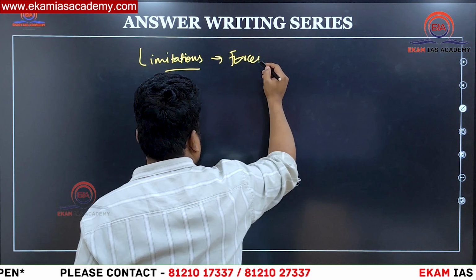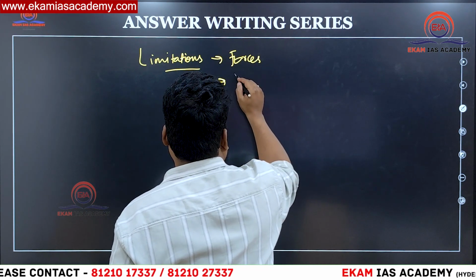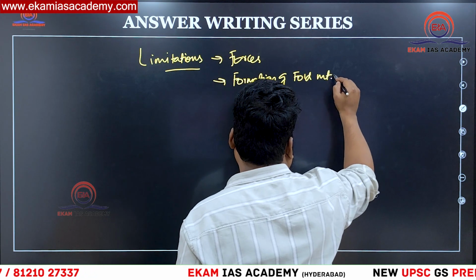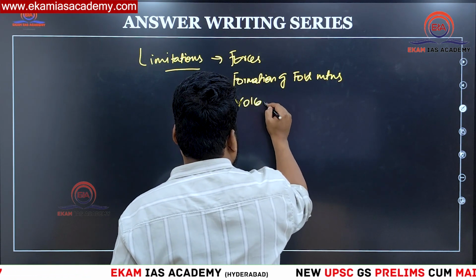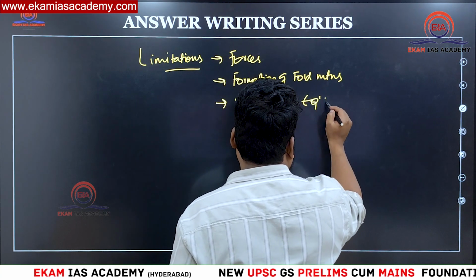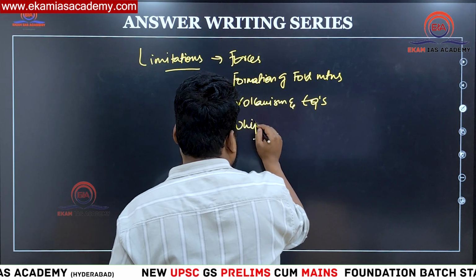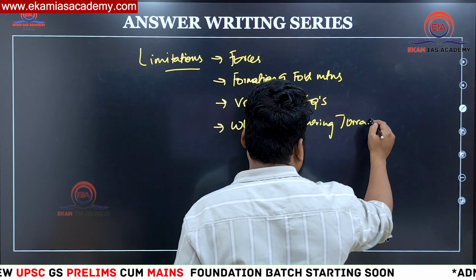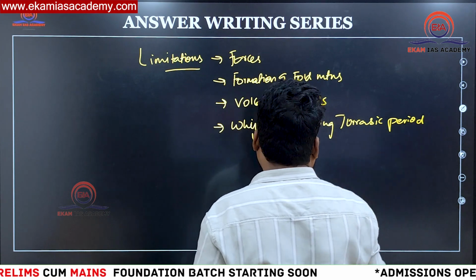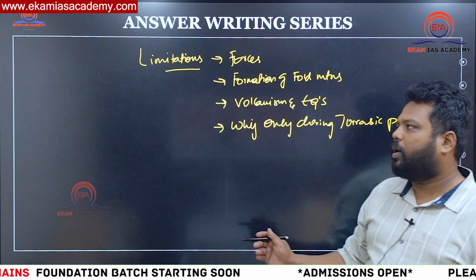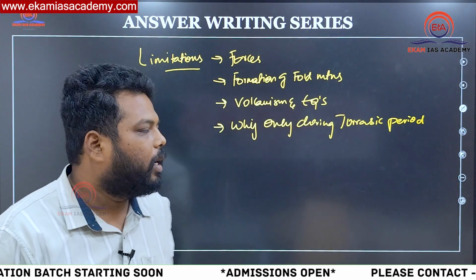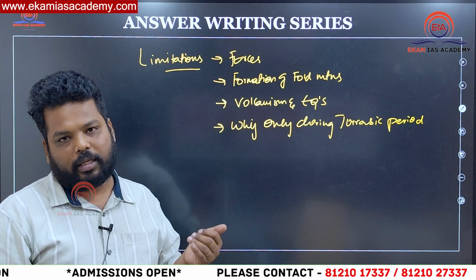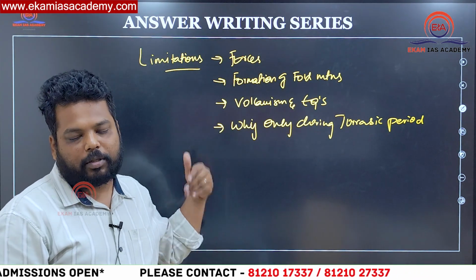First limitation is forces, second limitation is formation of fold mountains. Third limitation, it did not explain volcanism and earthquakes. Why? Fourth limitation, why only during the Jurassic period, not before it and not after it? Why did it start only in the Jurassic period? That was a limitation. So continental drift theory, despite being explained, did not explain certain aspects, like the forces were not correct. So the plate tectonic theory comes in handy in this picture in overcoming these limitations.